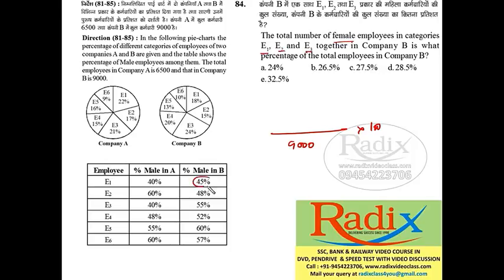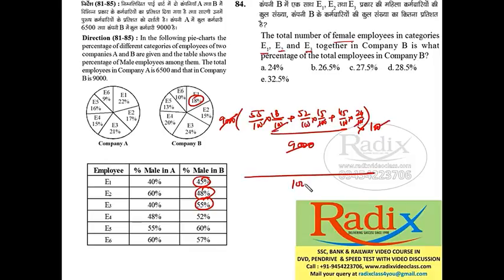So 45% is what? Male. So female would be 55% of what? 18% of 9,000. So 9,000 would be common. 48%, so female would be 52%, and E2 is 15%. Plus 55, female 45% of 24%. Now 9,000 common. This is what we have to calculate. Now 9,000 cancel, 100 cancel. So finally we have 100 LCM. This is 55 into 18 plus 52 into 15 plus 45 into 24.